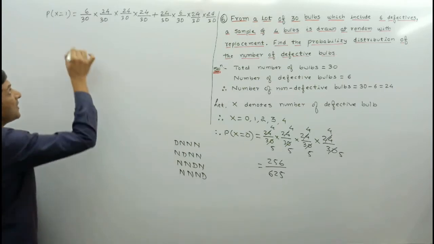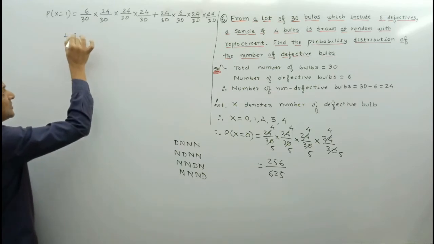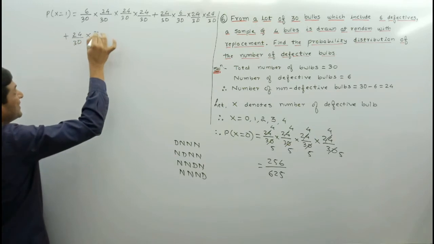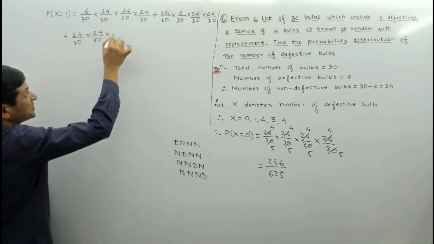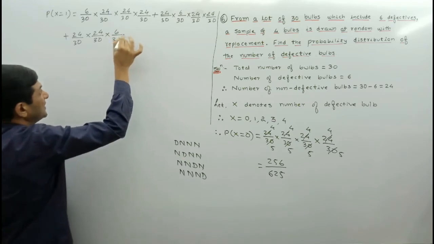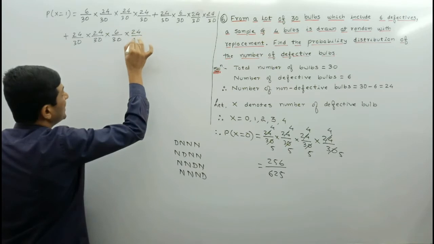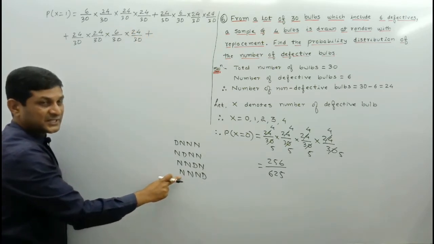Again third case, और क्या possibility है? पहला बल्ब नॉन डिफेक्टिव होगा तो उसकी probability 24/30. Second one is also non defective means 24/30. Third one is defective means its probability is 6/30, and lastly non defective means its probability is 24/30. Or means what? Plus. Now in the fourth case may be possible.